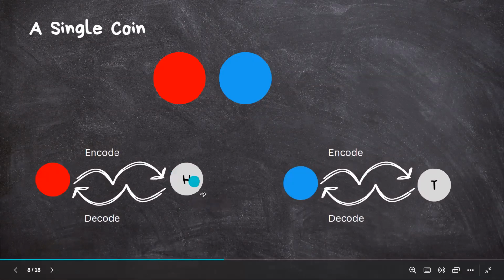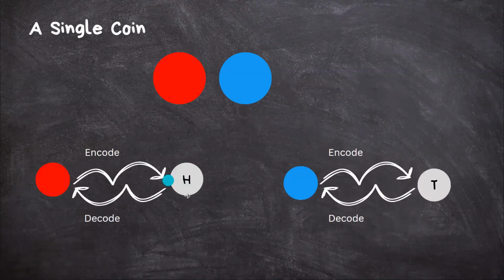So for instance, when the designer receives the state head, they would immediately know that the company wants to communicate the red color to them. They would decode this on their part. The decoding process will enable them to understand that this is the color that the company wants to communicate. And similarly, if they get tails, when this is decoded, they'll understand that it's the blue color that the company wants to communicate to them.